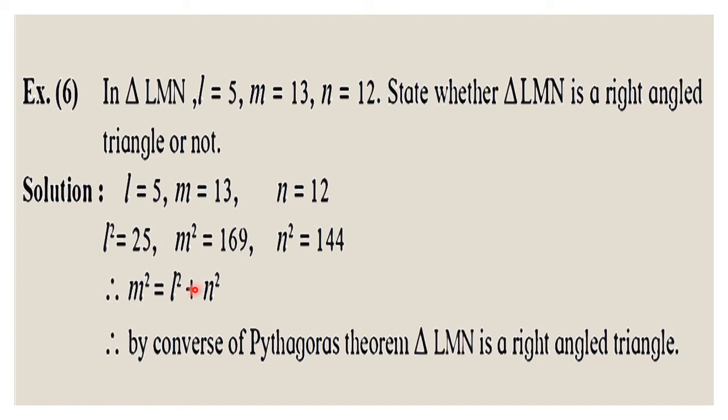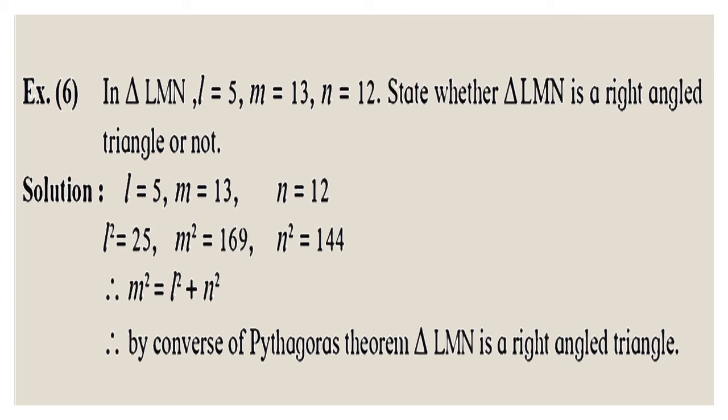So m square is equal to L square plus n square. Now by converse of Pythagoras theorem, what does converse of Pythagoras theorem say? Whenever you have a triangle with square of one side equal to sum of squares of the other two sides, then that triangle is a right angle triangle. Hence triangle LMN is a right angle triangle. Very simple application of converse of Pythagoras theorem.